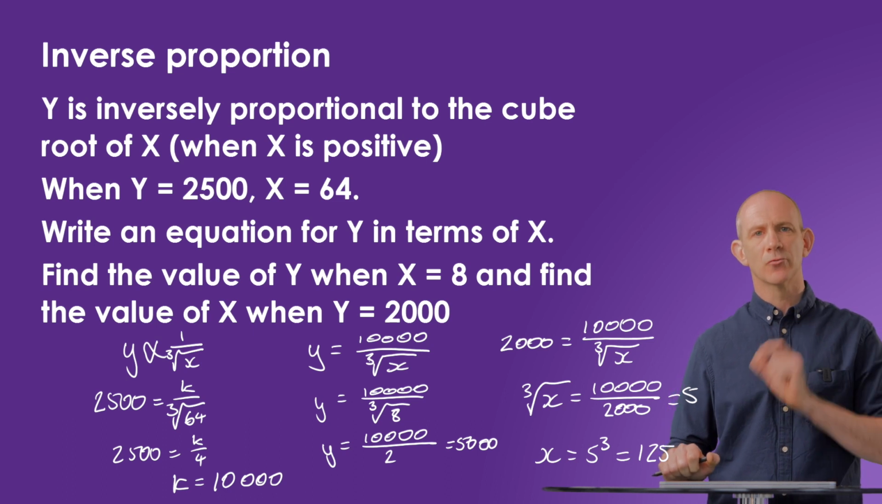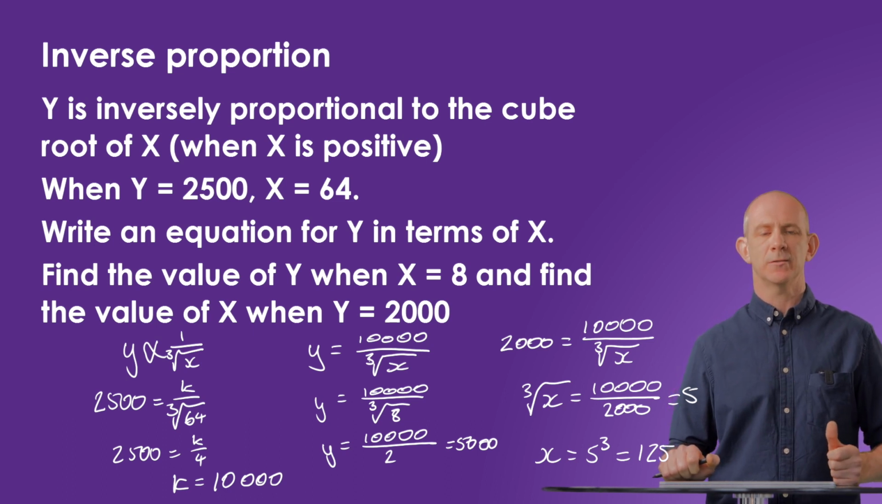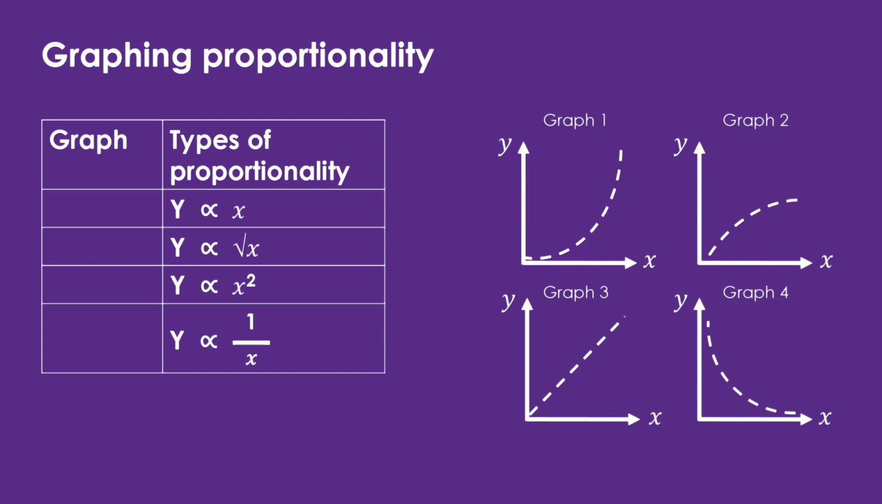Now, let's look at some of the graphs that are created by these proportionalities. Here, we have 4 graphs and 4 types of proportionality. We'll probably find the easiest one for us to pick out is the first one, of a direct proportion of y is proportional to x. There's no powers greater or less than 1, so it's going to be a straight line, which leads us to think it's going to be graph 3. We've got a constant gradient, so it must be this one.